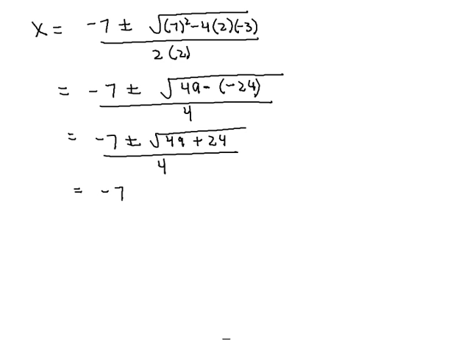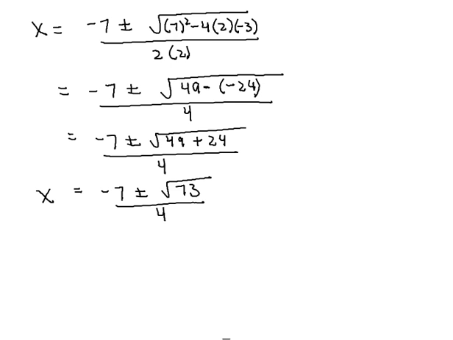And next, negative 7 plus or minus the square root of 73, all over 4. Now you can see that 73 does not contain a perfect square factor, so we're not able to simplify that square root expression any further. So we will say that x being equal to negative 7 plus or minus the square root of 73 all over 4 would be the solutions to the equation in exact form.